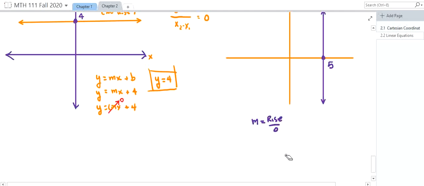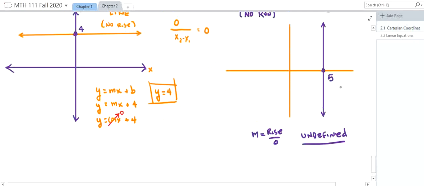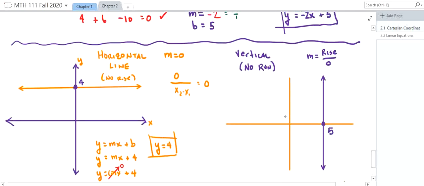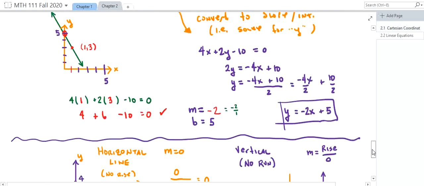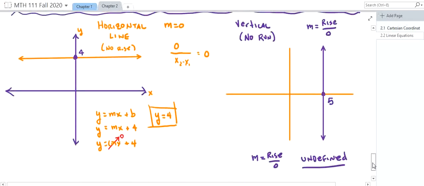So it doesn't seem like there's a definition for this. Yeah, we call this undefined. That up there is undefined. Anything over 0 is undefined. So you can't write an equation for this. It's just a vertical line. You can't write a relation. You can't write your slope-intercept form equation for this line.